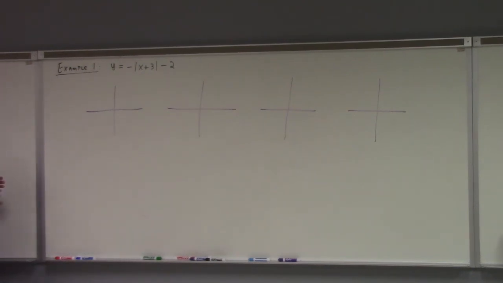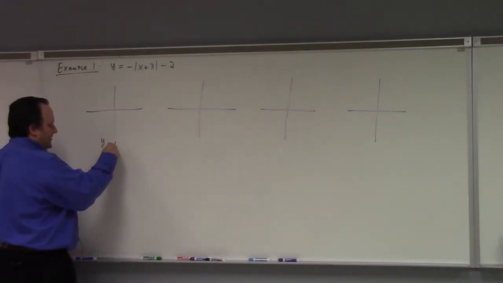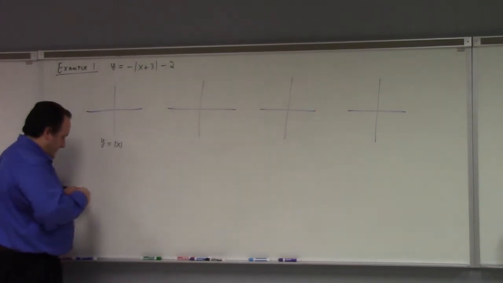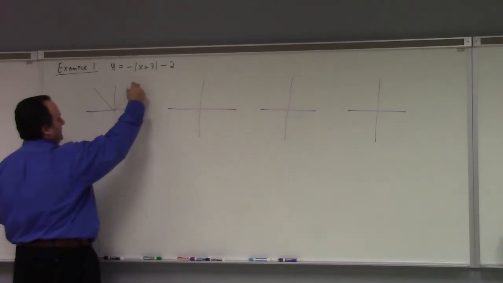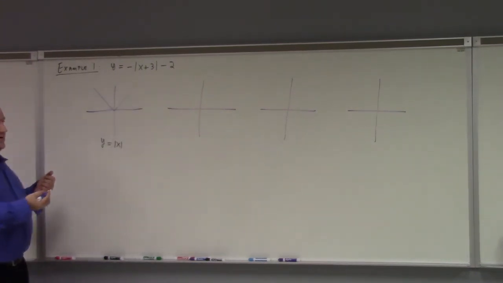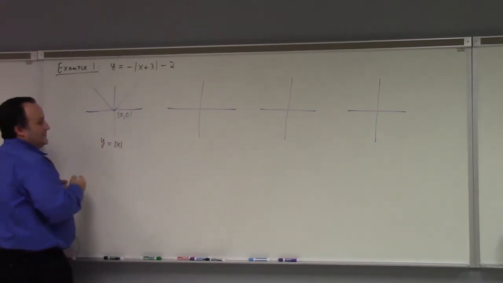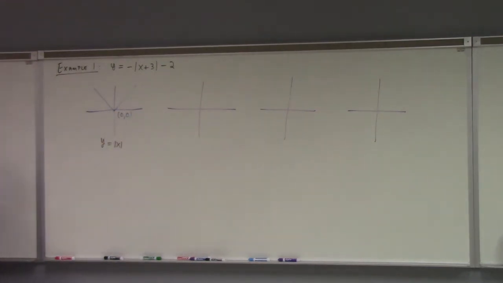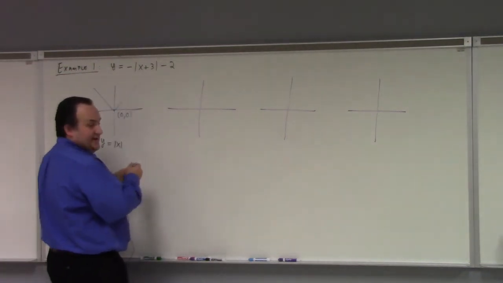So the first step is, what is this graph? Like, what's the basic thing going on here? It is y equals absolute value of x, right? So I start with y equals absolute value of x. So what's that look like? It's just a V, right? And if I want to keep track of this, it probably suffices to just track the origin. That's a point on the graph.